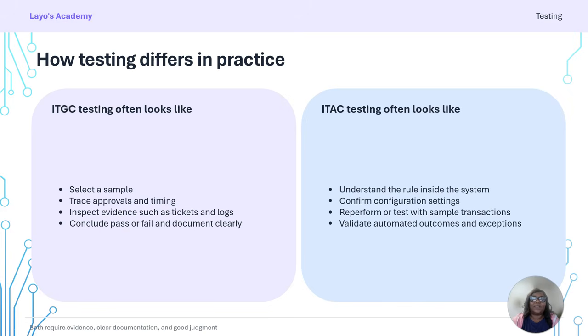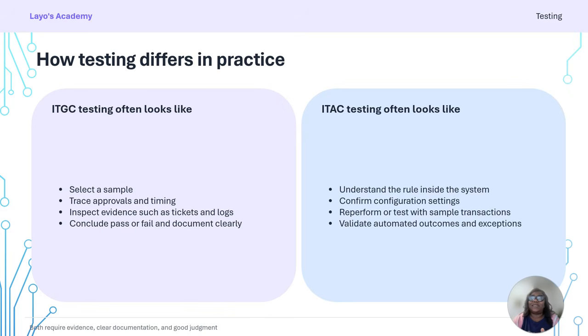Okay, and let's see how testing differs in practice. ITGC testing often looks like selecting a sample. You then look at the evidence, look at dates, look at timing. You are inspecting different evidence like tickets, user lists, termination logs, HR reports, and then you conclude pass or fail, and then you document. That is the process of ITGC testing.